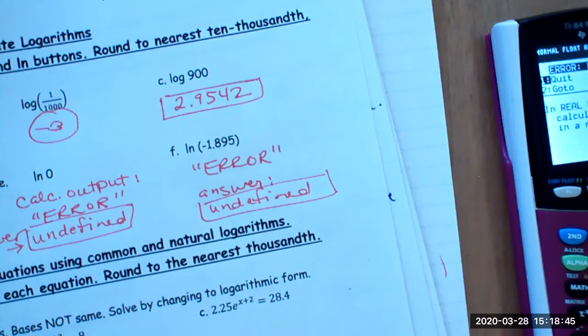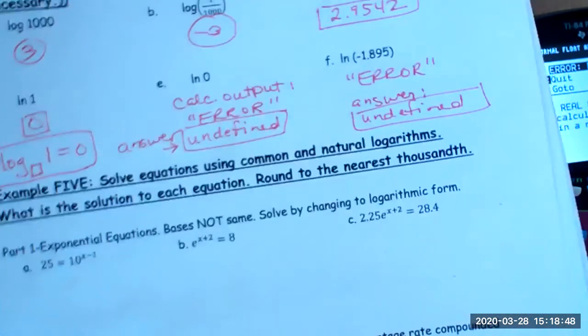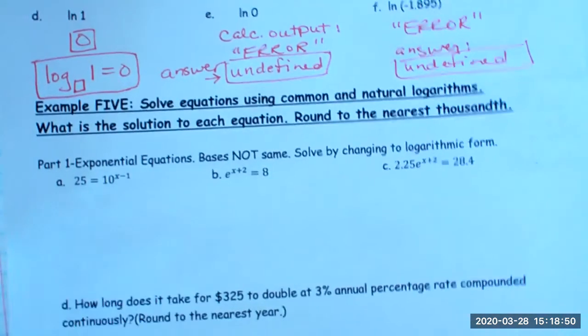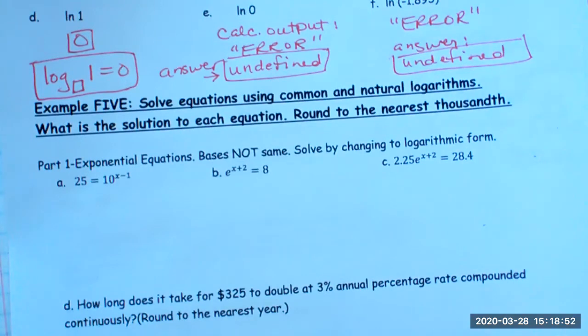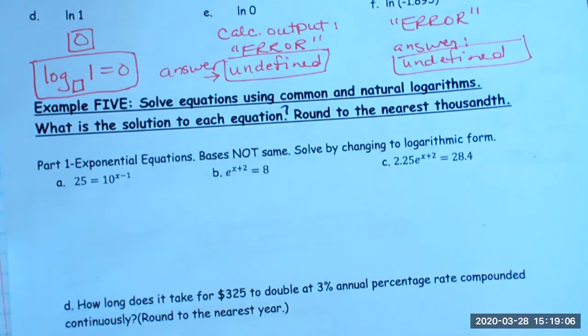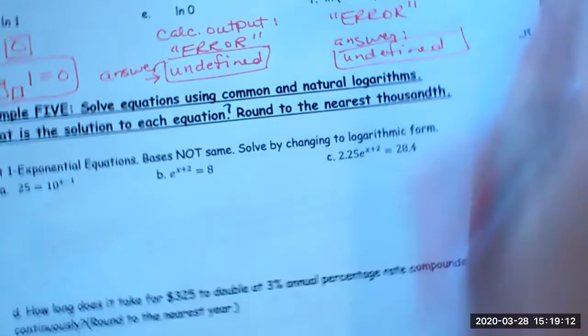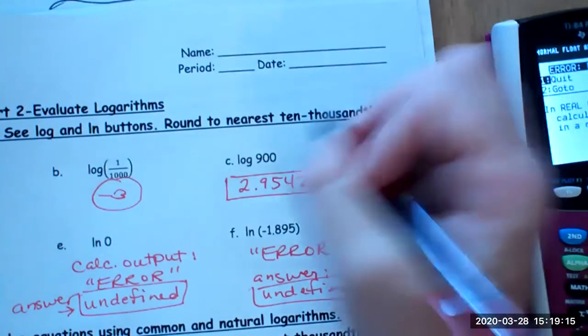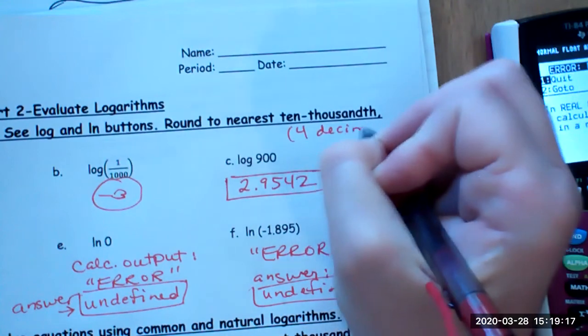Finally, we are at the last part of the lesson here. Again, hopefully you took some pauses as you went through this. We're going to solve equations using common and natural logarithms. We're going to figure out what the solution is to each equation. I guess there should be a question mark here. We're going to then round to the nearest thousandth. Okay, so this time we're going to go to 3 decimal places. So nearest 10,000th here, we did 4 decimal places.